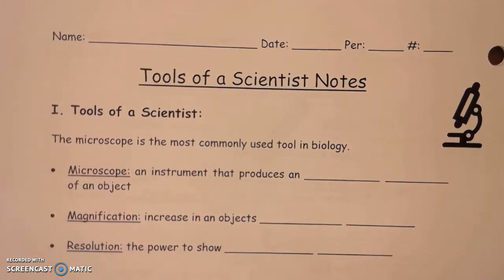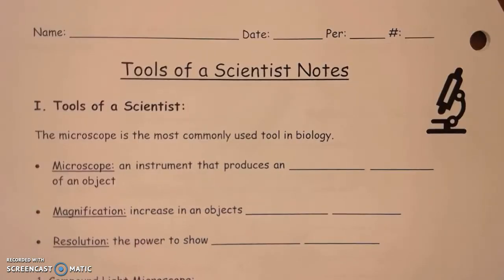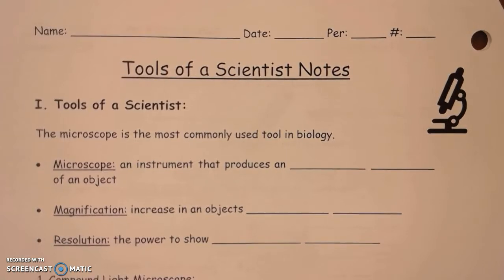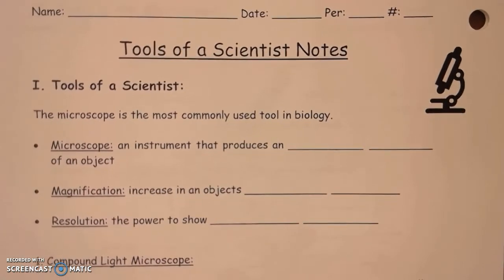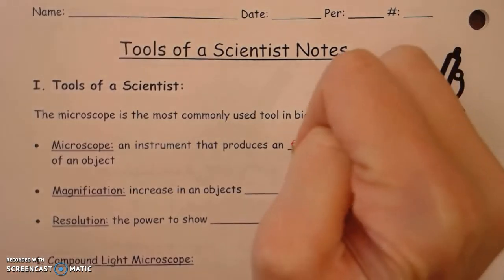This is where we start our Tools of a Scientist section. So, as we start talking about cells, we will also start using microscopes. Okay. So here, the microscope is the most common tool used in biology to see those things that we can't see with the naked eye. So the microscope is an instrument that produces an enlarged image of an object.